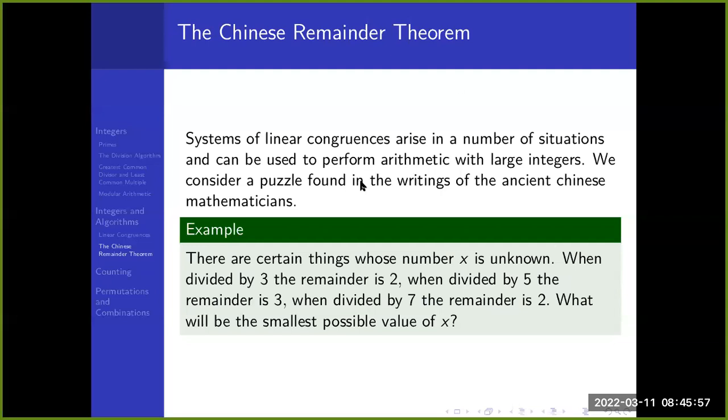So now we want to talk of the Chinese remainder theorem. And this example here is a typical problem that is used for illustrating the Chinese remainder theorem. So for this one, we have the following situation.